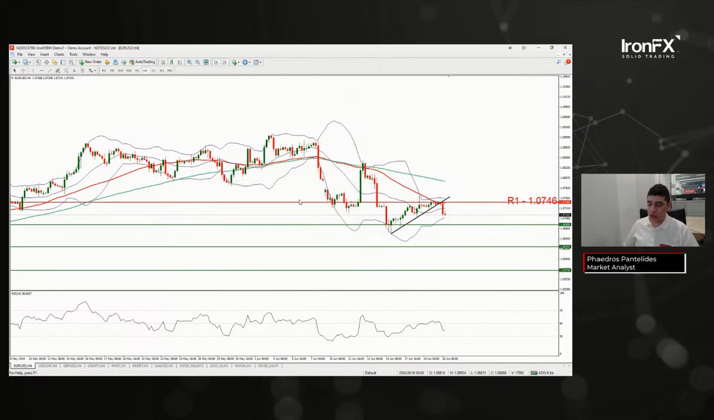Now for R2, this is a bit tricky. We did have a gap down, so in theory, we had our resistance level at this gap. And we could still use that in practice. I don't think that's too valid. The price action doesn't really support that anymore.